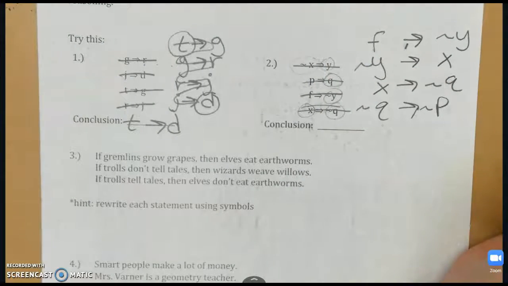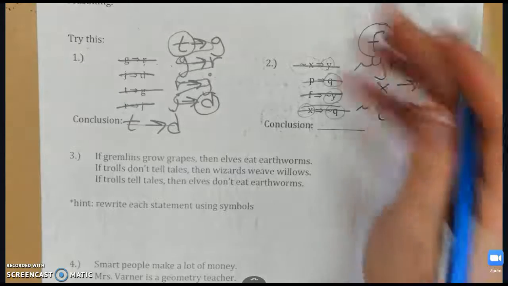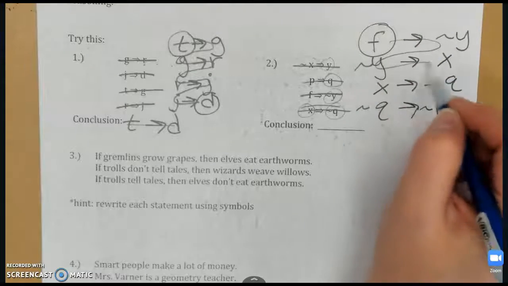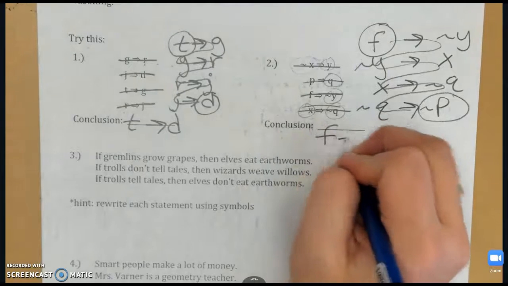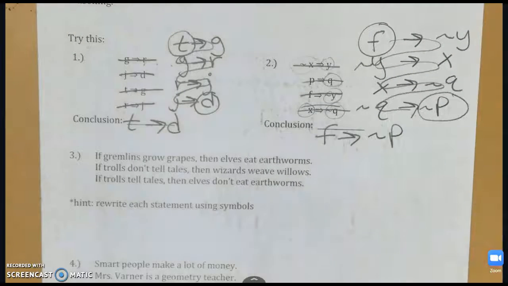So now I've pieced all my statements together, starting at my initial hypothesis. If I follow my chain of reasoning all the way to the final conclusion, that's going to tell me that if F, then not P.